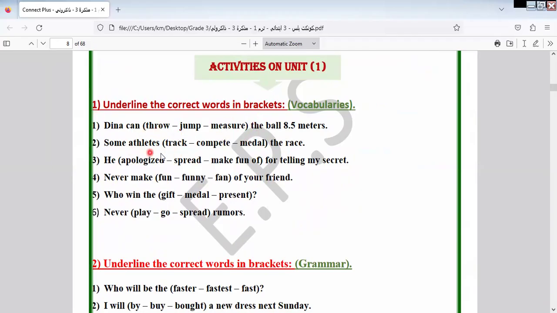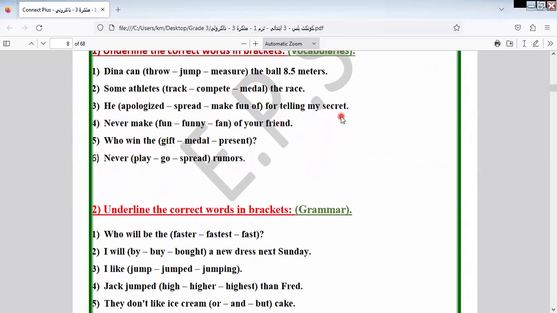Okay. Some athletes compete in the race. Here is some athletes what compete the race. Here is compete because they compete in the race, not track, not middle. It will be compete.